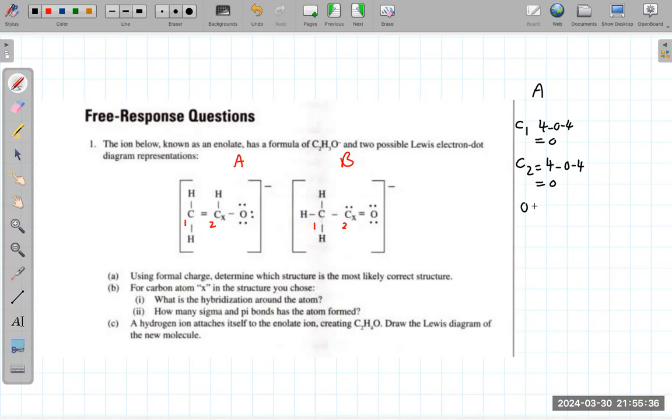6 minus... 6. Why 6? Minus the number of unpaired electrons, and then minus 1. So it is negative 1. Okay, so the total is negative 1.